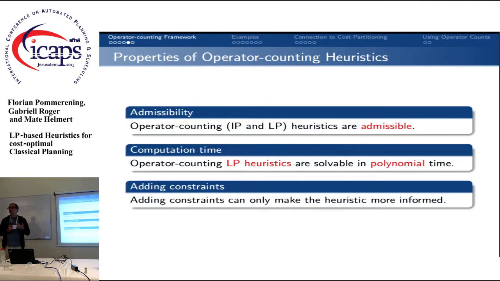Next property is, as Gabi just said, when we drop constraints, we increase the heuristic value, which is true for a maximization. So if you have a maximization and you drop constraints, the value of the linear program can only increase. But here we're talking about a minimization. So in this case, if we add constraints, the objective value of the linear program can only increase. So whatever constraints we add, as long as they are operator counting constraints, they can only make the heuristic more informed. They can only add information to the heuristic.